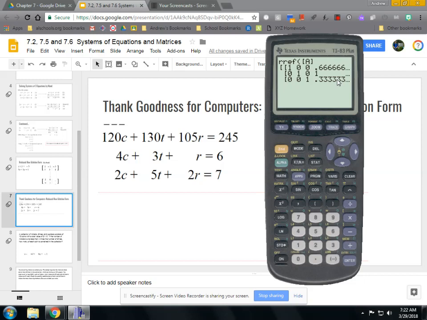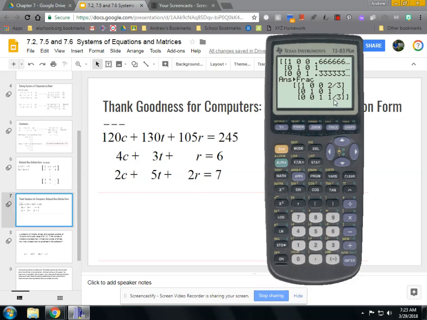There is a way to change this to a fraction. If you happen to know that 0.6 repeating is 2/3 and 0.3 repeating is 1/3, that's great. But if you click on, at least for the TI-83, if you click on math, right here it says fraction. If I push enter, I can take my answer and change it into a fraction. Whoa, there it is, 2/3, 1 and 1/3. I've got my solutions. So that's using the calculator.